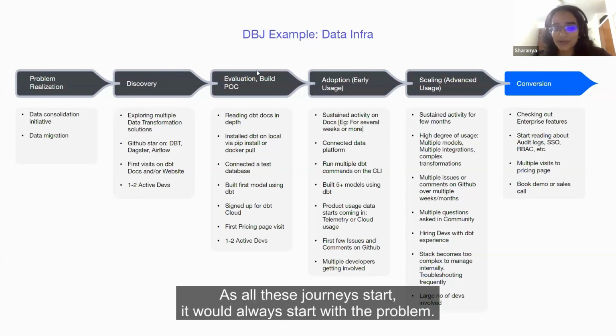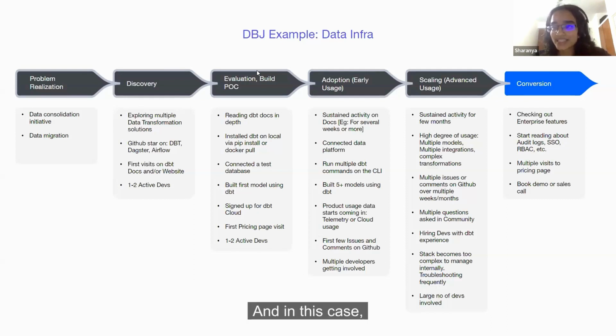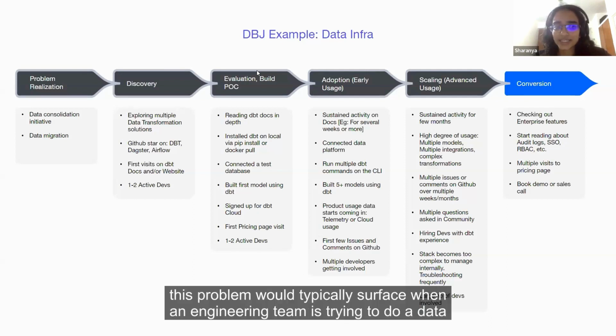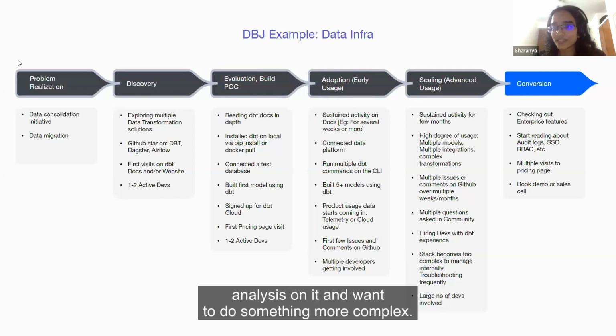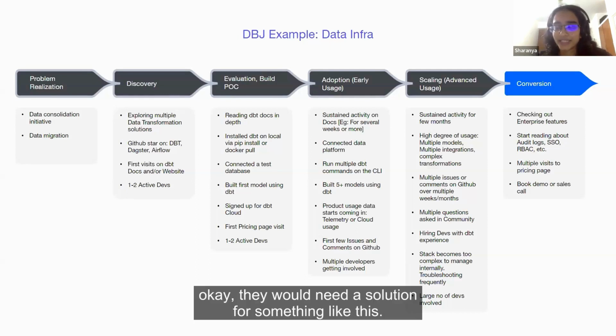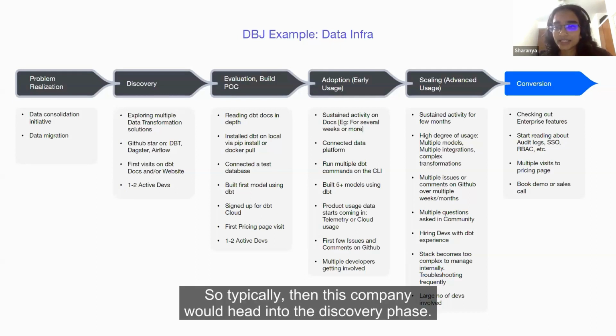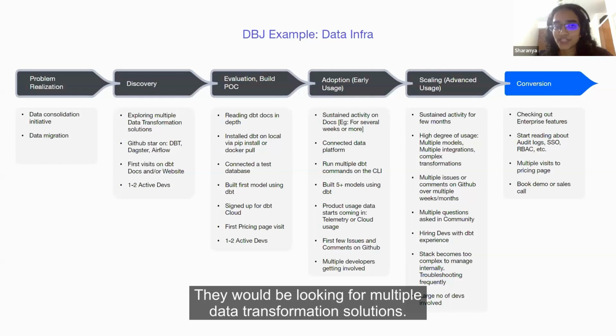As all these journeys start, it would always start with a problem. In this case, this problem would typically surface when an engineering team is trying to do a data migration, or they're trying to consolidate their data and do some analysis on it and want to do something more complex. At this point, they realize that they would need a solution for something like this. So typically, this company would head into the discovery phase. They would be looking for multiple data transformation solutions.